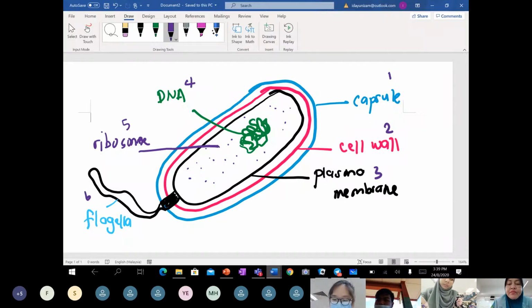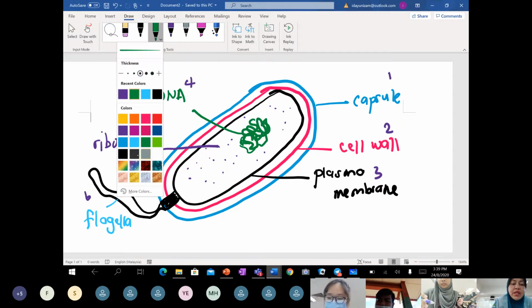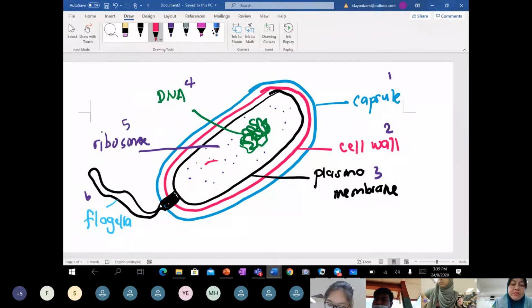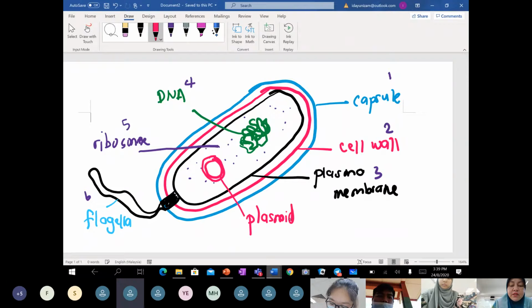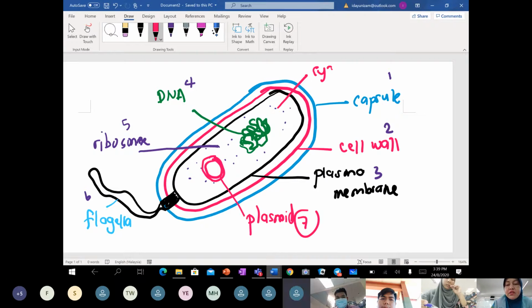Another unique thing about this prokaryote is that it has a circular DNA. What do we call this? We call this a plasmid. So that is 6, 7. Next, the fundamental of the cell: cytosol, which can also be written as cytoplasm.